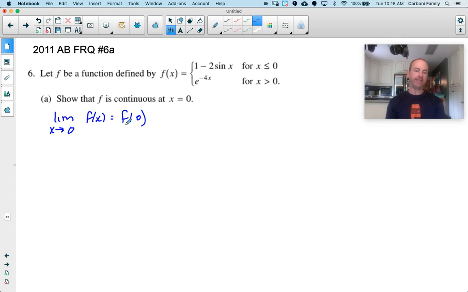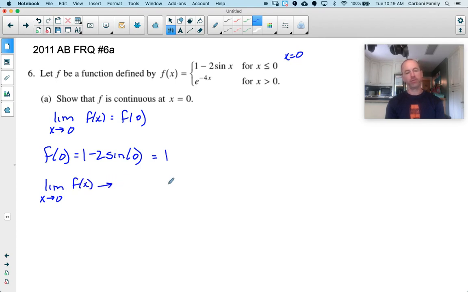And in these cases, the f of 0 or the f of whatever is typically the easier part. So I'm going to do f of 0 first. That's when x is equal to 0. So that's my top piece. And for x equals 0, we have 1 minus 2 sine of 0, and sine of 0 is 0. So f of 0 is 1. Now for the limit, we do have to look at both left and right.